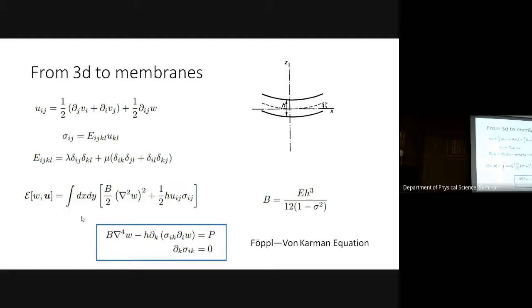And then you can write a strain like that, and again the same thing as an elastic modulus. You can say the elastic modulus is again isotropic. You can get an energy, you minimize it, you get an equation. This is where the cuteness happens. This is a strongly nonlinear equation.